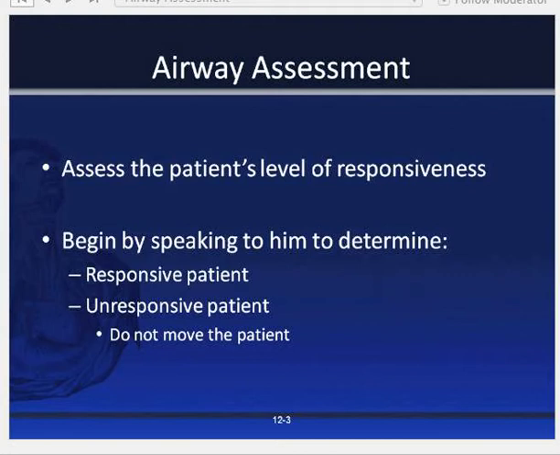After forming a general impression of the patient, you must assess the patient's level of responsiveness. Begin by speaking to your patient. If the patient appears to be awake, tell the patient your first name and identify yourself as an EMT. Explain that you are here to help. You may ask, why did you call 911 today? If the patient appears to be asleep, gently rub their shoulder and ask, are you okay? Or, can you hear me? Do not move the patient.